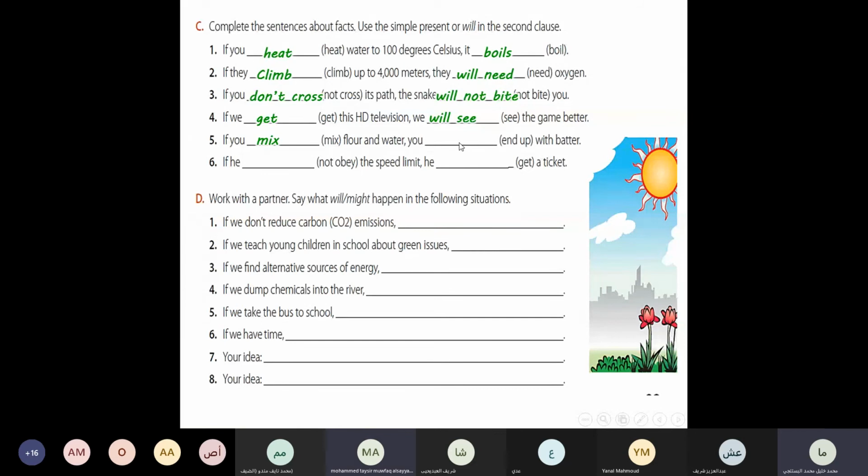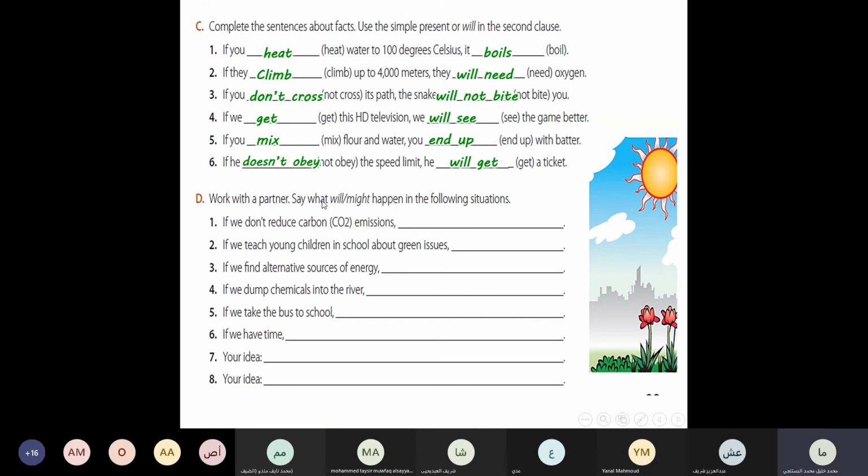I think this is also what? This is true. It will always, you will get what? Batter. Batter is the mixture. So here we use simple present because here the second clause is true. End up. Because when you mix flour and water, surely you will have what? Dough or a mixture. Okay, thank you Muhammad. If he doesn't obey the speed limit, he will get, maybe he will not get. If you don't obey the speed limit, surely you may get a ticket. So he will get or maybe he will not get.